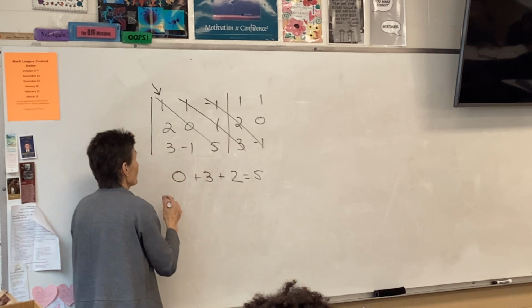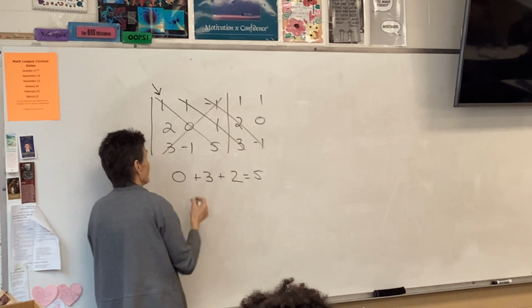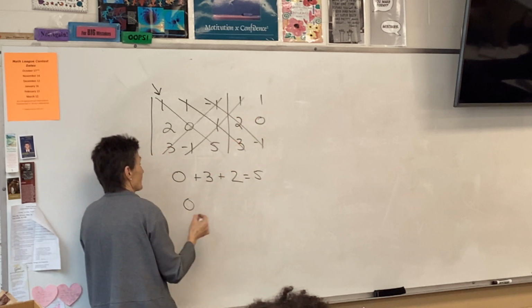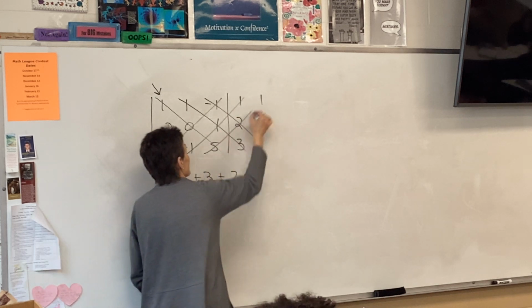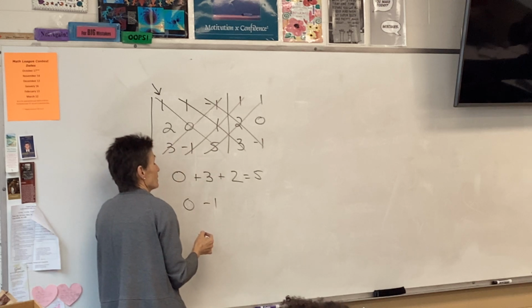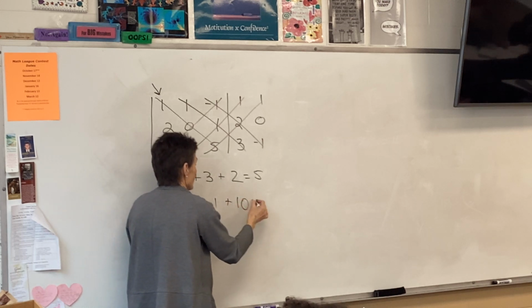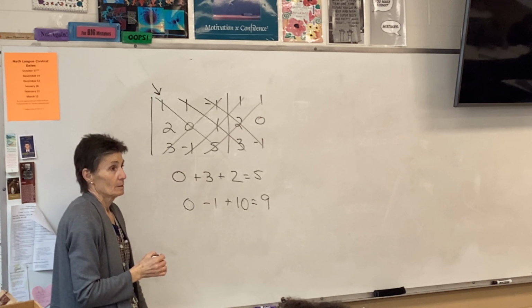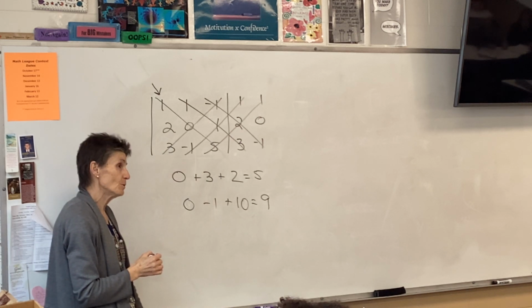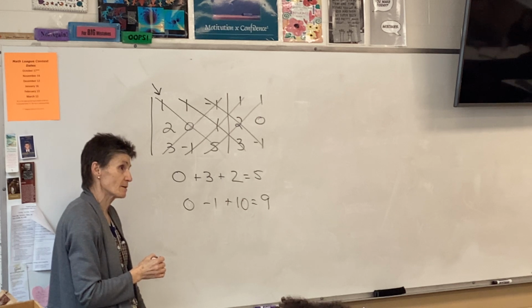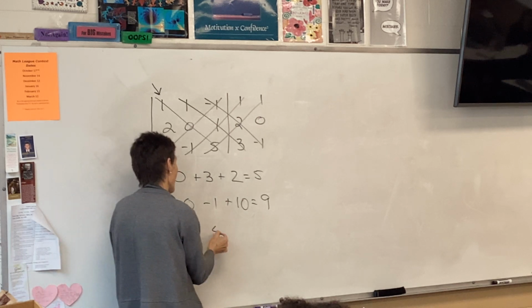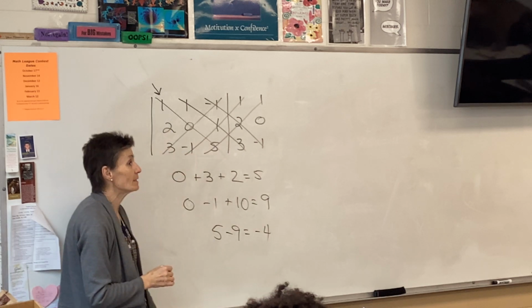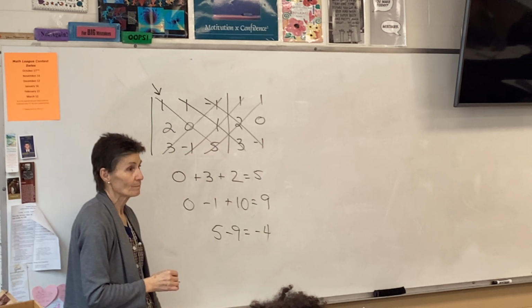Okay, now we're going to go the other way. So what's this one? 0. What's this one? Negative 1. And this one is 10. Now total those up. Now what do you do with those two numbers? Subtract 5 minus 9. So the answer to the problem is negative 4.